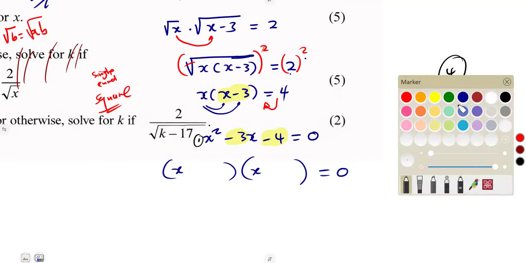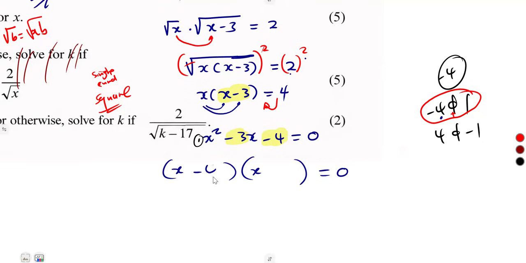So that is minus 4 and plus 1. So these are the brackets that we are going to have after factorizing. We have to factorize and obtain these two brackets, and we can determine our values of x. Minus 4 to the other side is going to be a positive, plus 1 to the other side is going to be a negative. So these are the values of x from solving the quadratic equation.